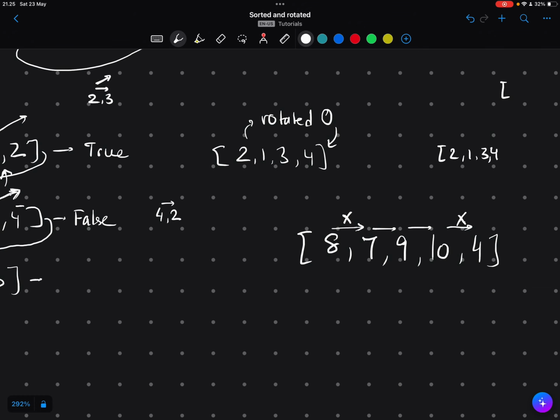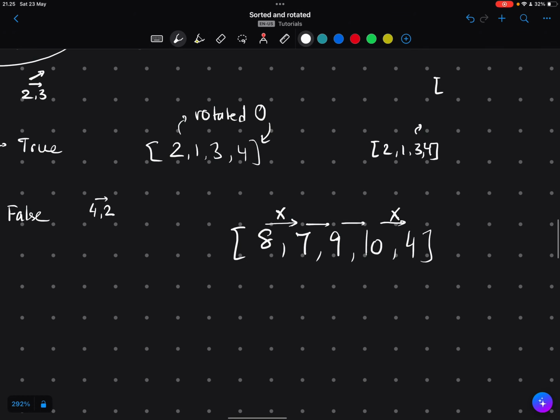Why limited to 1? Because, well, if you had it sorted and you rotate it any number of times, let's say even 3 times, right? If you rotated this 3 times, sorry, not consider this, that's wrong.